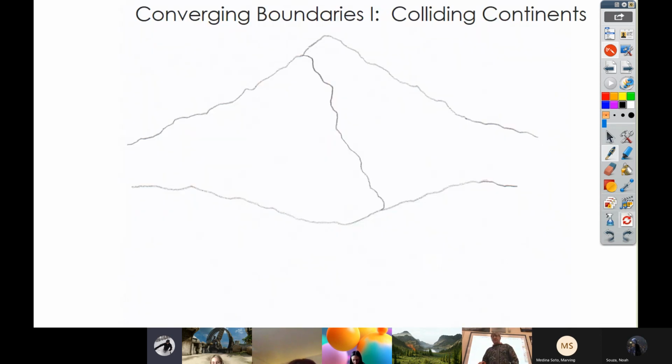Okay, this one's going to be quicker. There's less to write about a converging boundary. So go ahead and get this one set up. Once again, about half a page in size.